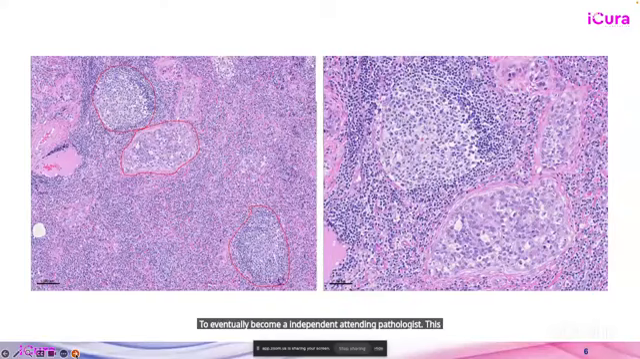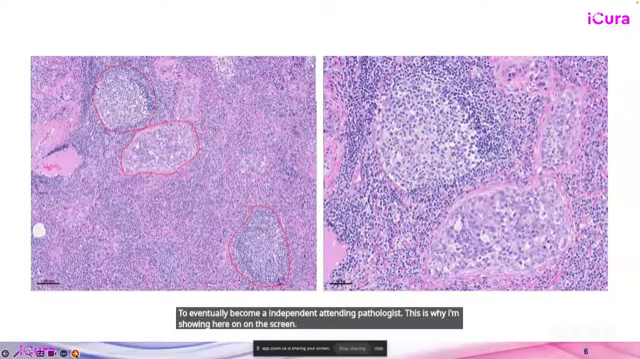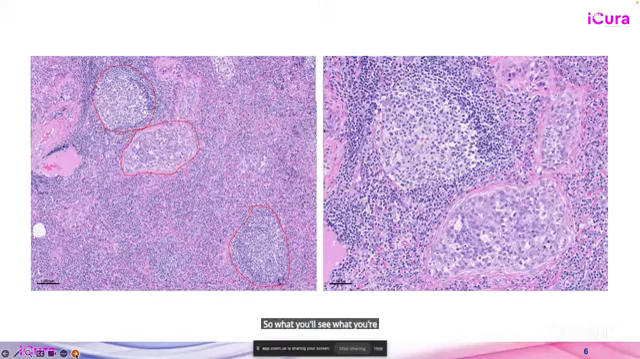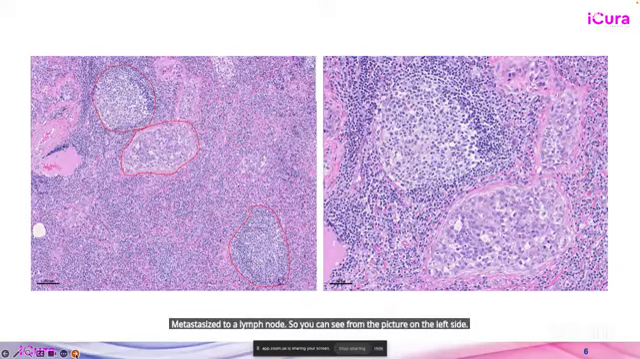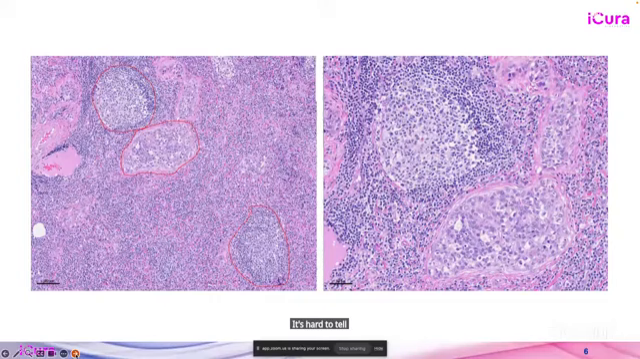This is what I'm showing here on the screen. What you're seeing is a cholangiocarcinoma metastasized to a lymph node. You can see from the picture on the left side that there are islands or clusters of cells that differentiate themselves from the background of a more even texture and color. But are these islands the same thing? Probably from an untrained eye, it's hard to tell. And sometimes it's even hard for trained pathologists.